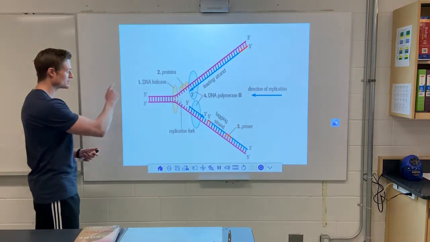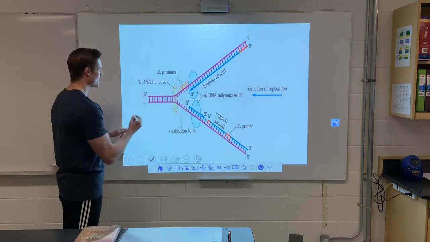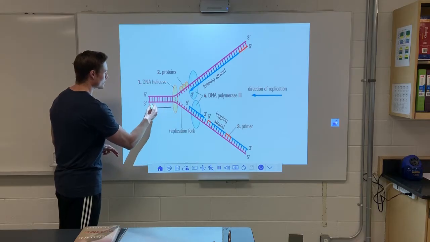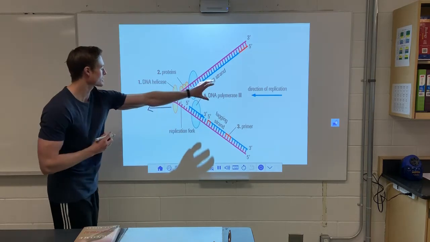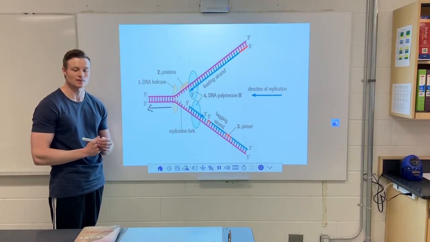Step 1, DNA helicase unzips the DNA. So DNA helicase unzips the DNA. We're replicating in this direction. So helicase unzipping our DNA strand, breaking apart those hydrogen bonds, okay?